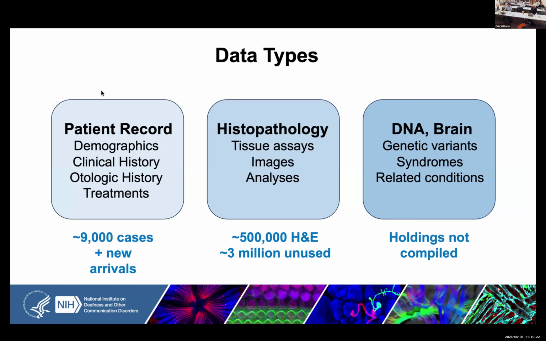A few stats. So we think there are 9,000 cases plus the new arrivals. About 2/3 of the cases that are in the records are in the hands of the network labs. So that's about 6,000 cases. That translates into about 500,000 H&E sections for those individuals, and about 3 million of those are unused. 1 in 10 sections through the temporal bone are stained for H&E. The other 9 are reserved for whatever purpose. So that becomes significant.